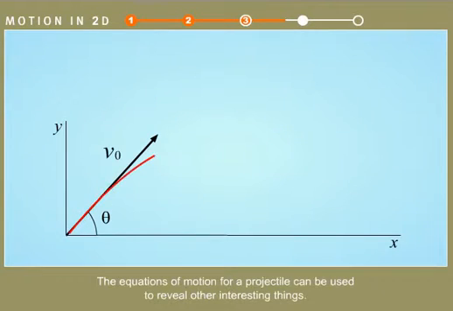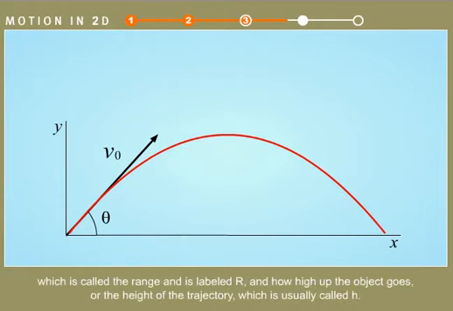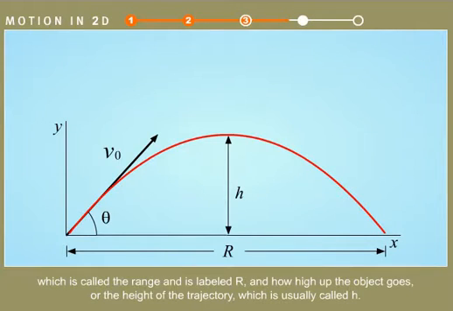The equations of motion for a projectile can be used to reveal other interesting things. These include how far in the horizontal direction the projectile moves for a particular initial velocity and angle, which is called the range, and is labeled r, and how high up the object goes, or the height of the trajectory, which is usually called h.